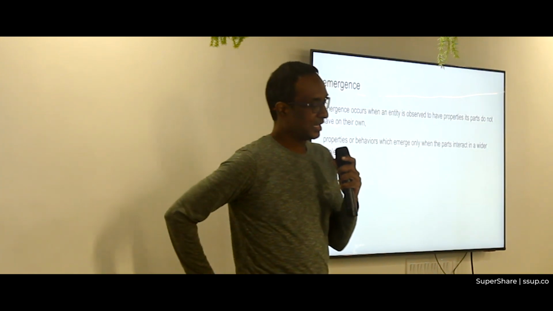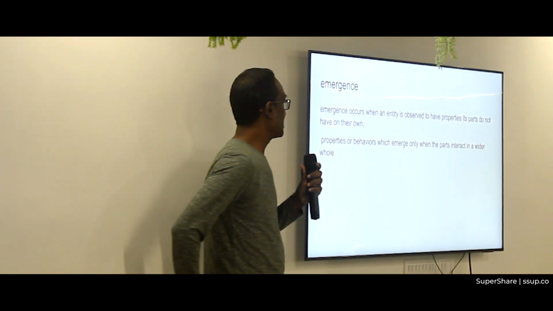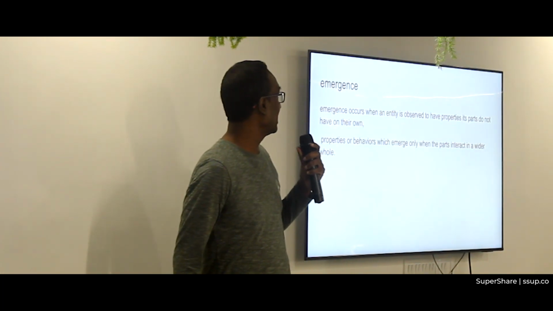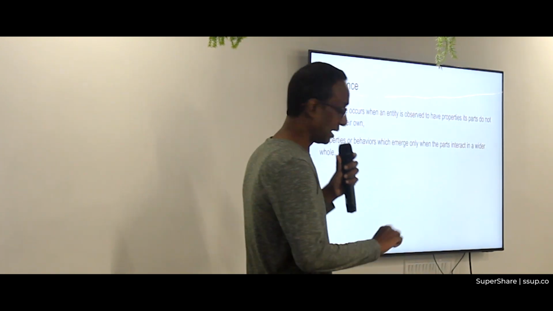Now let me speak about the other property, emergence. Emergence occurs when an entity is observed to have properties its parts do not have on their own. I'll come back to this.